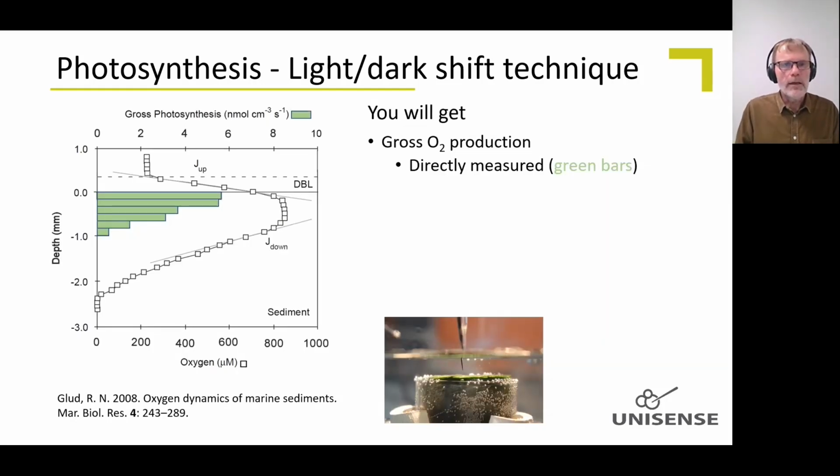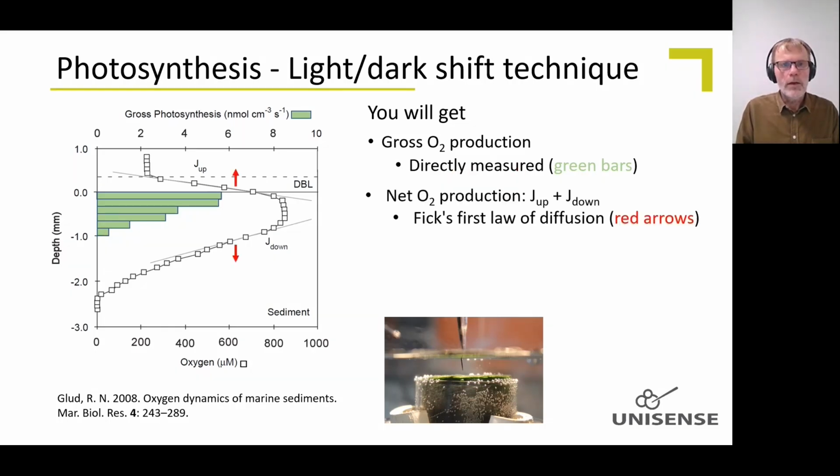The type of data you get are like this. The green bars show the gross oxygen photosynthesis measured with this light dark shift, shown in bars for every 200 micrometers into the biofilm, or the sediment. So this is the directly measured gross oxygen production. But you can also do flux calculations. You can calculate the flux upwards and the flux downwards from the zone where oxygen is produced.